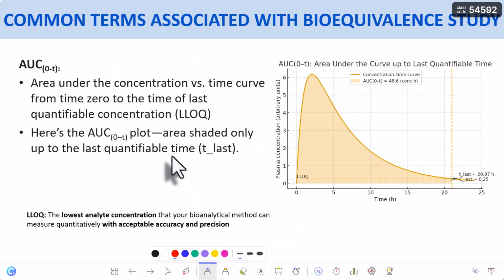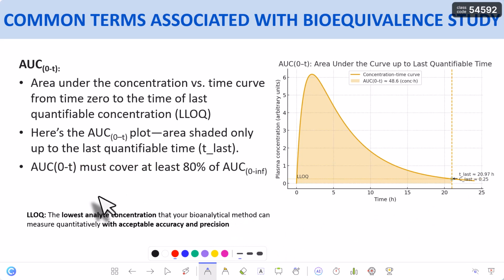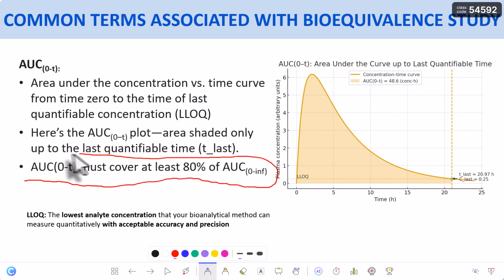So here is the AUC... sorry. So this is the AUC 0 to T plot, area shaded only up to the last quantifiable time, that is T last. Okay. So beyond that, the concentration is not measured because it is below LLOQ. So AUC 0 to T must cover at least 80% of AUC 0 to infinity. We'll also talk about what is meant by exactly AUC 0 to infinity in upcoming slides.